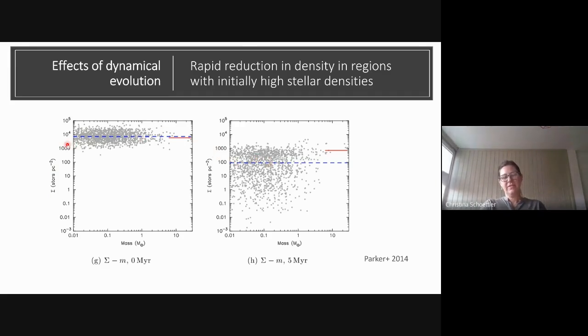So the lower mass stars, after only 5 million years, have reduced in density by 2 orders of magnitude down here, whereas the higher mass stars are still more located in the higher density regions, which of course also fits with the mass segregation we have seen on the previous slide, where the high mass stars are located in the central regions of the cluster, which still show rather high stellar densities.